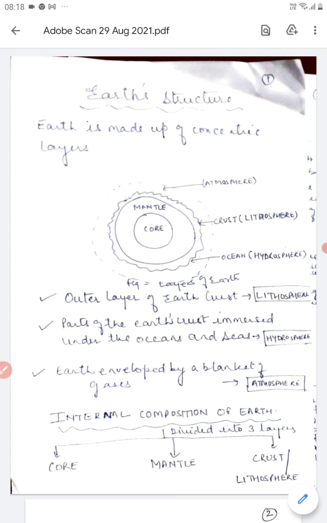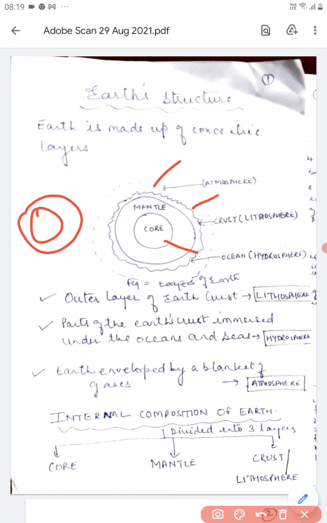Today we'll learn about Earth structure. Earth is made up of concentric rings. It is made up of rings like this, as you can see, the outer ring, then the inner ring and the innermost ring, right? So this is called a concentric ring, like this one: innermost, then the inner ring, then the outermost. So Earth is also made up of concentric rings.